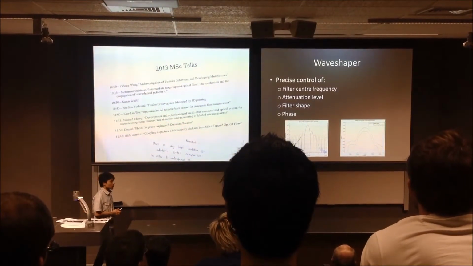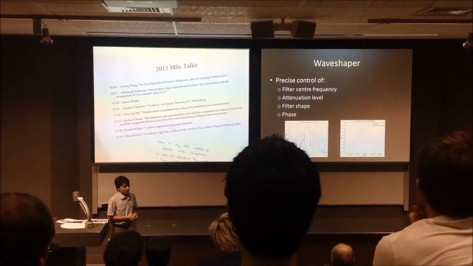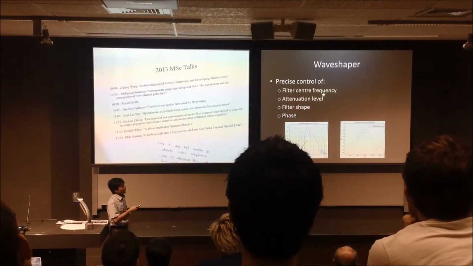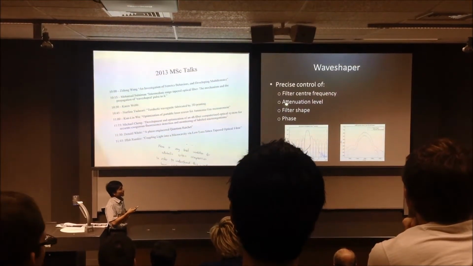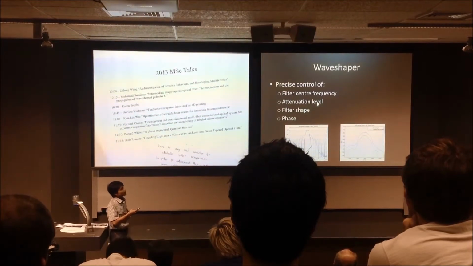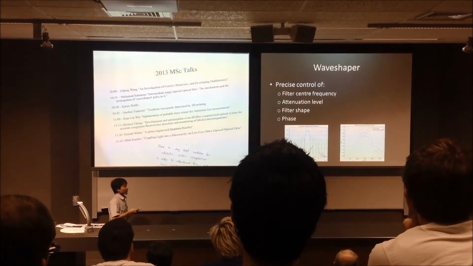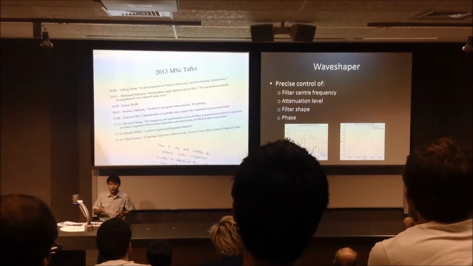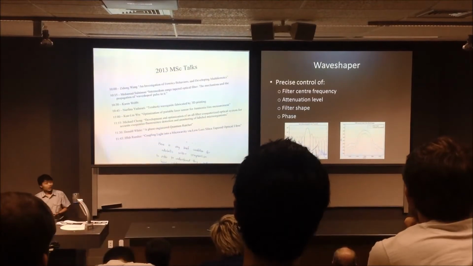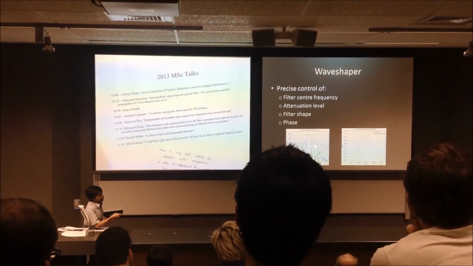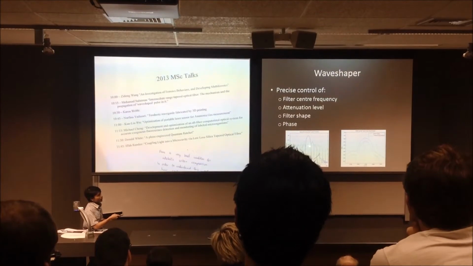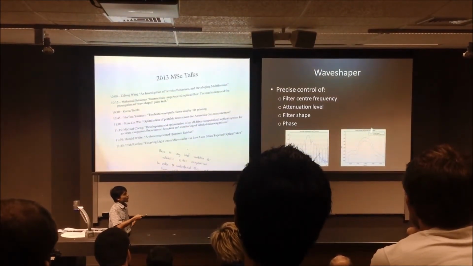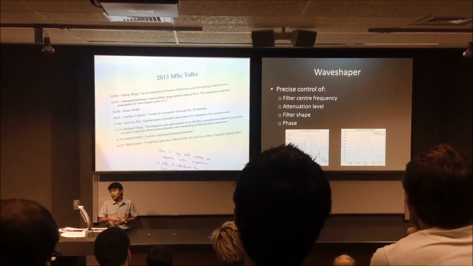Wave shaper is another instrument that we might use in this project, where by using wave shaper we can get filter center frequency accurately, we can set the attenuation level, we can have a desired filter shape, and also phase. Phase is probably the one that we can set up for our project. Here is the example of our filtered pass according to the rectangular pass or sinc function. However, this comes with at least 5 dB loss.